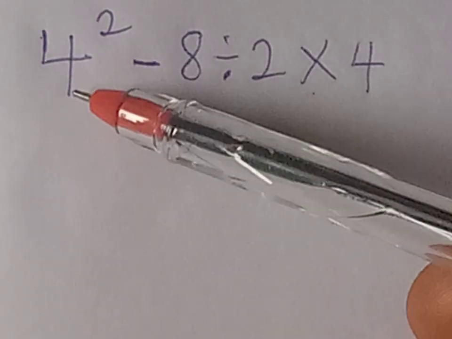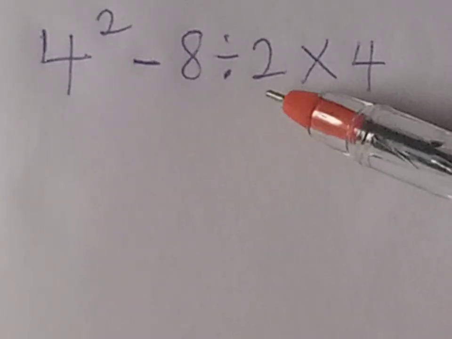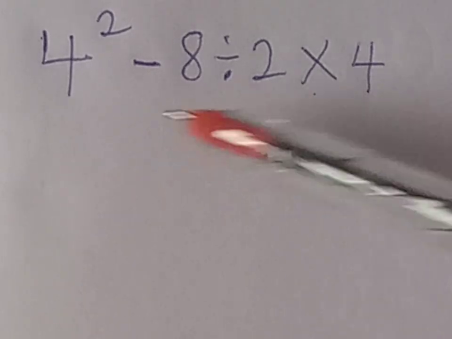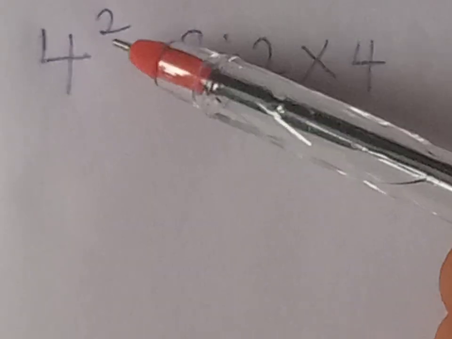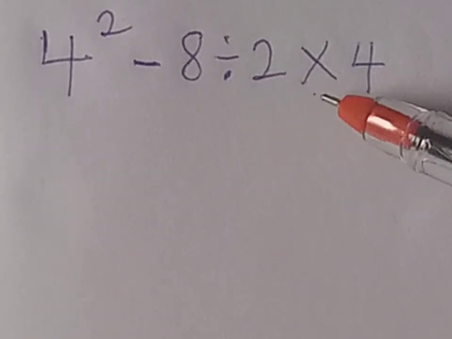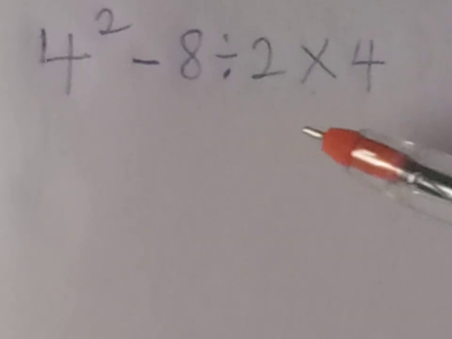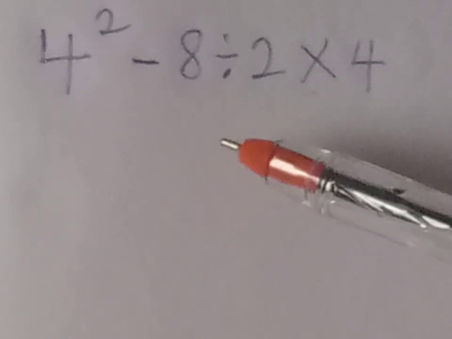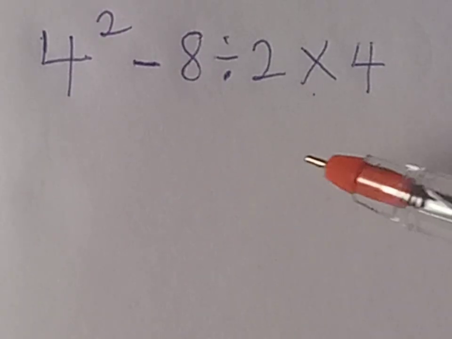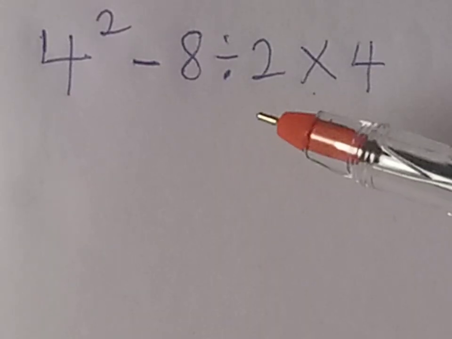It says 4 exponent 2 minus 8 divided by 2 multiplied by 4. In this question, the operations here are exponent 2, subtraction, division, and multiplication. Many students know how to perform each operation correctly, but the challenge is knowing the correct order of operations. Now, let's take a look at how they solved this question during their exam.